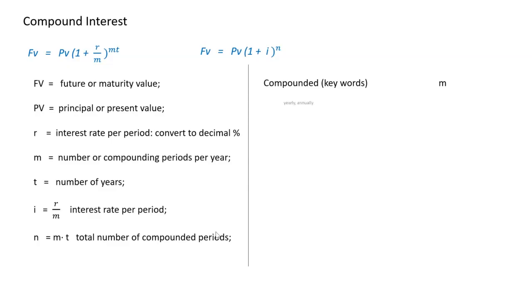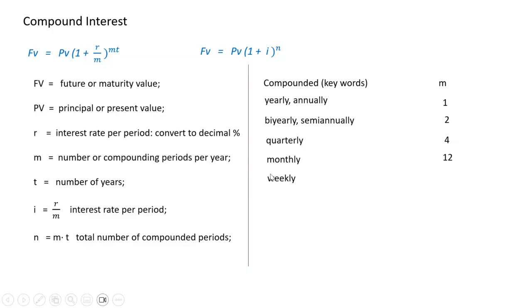Okay, these are my keywords. For example, if on the word problem you see the word annually or yearly, that means M is equal to 1. If you see the words bi-yearly or semi-annually, my M will be 2. Quarterly, my M will be 4. Monthly, my M will be 12. Weekly, my M will be 52 because there's 52 weeks in a year.